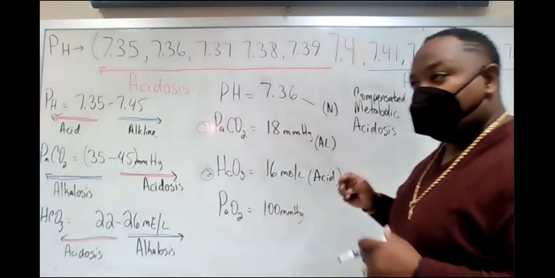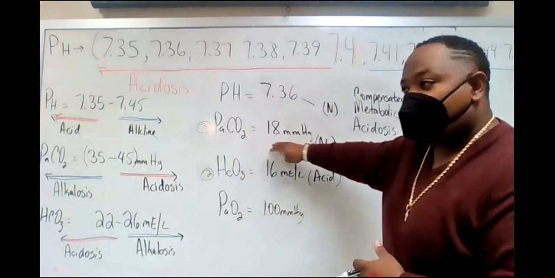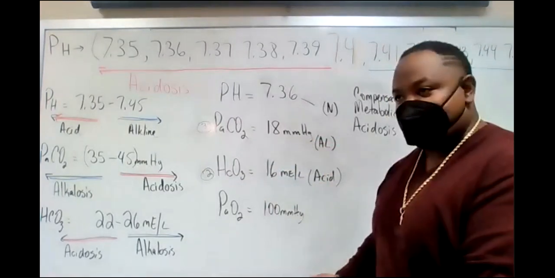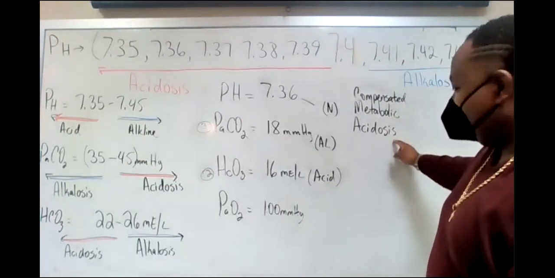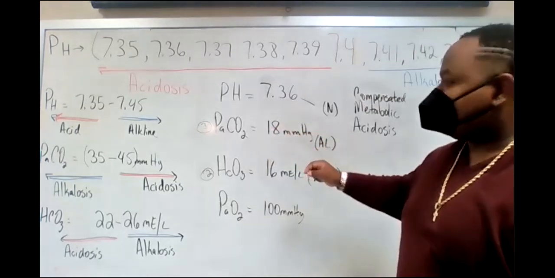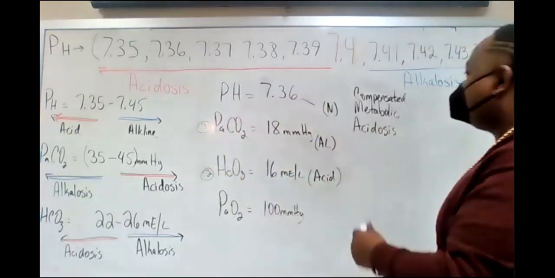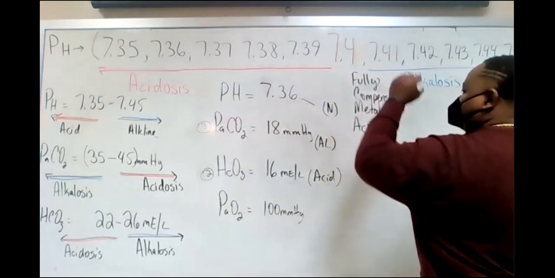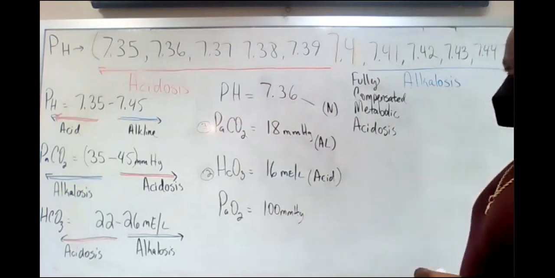Okay, and so the third player in this case is CO2. Is CO2 in normal range? No. So there is compensation. He's trying to pay. Okay, so we know we have a compensated metabolic acidosis. But was his pull enough to get pH back into normal range? You said yes. So that's correct. So we are in a fully compensated metabolic acidosis.